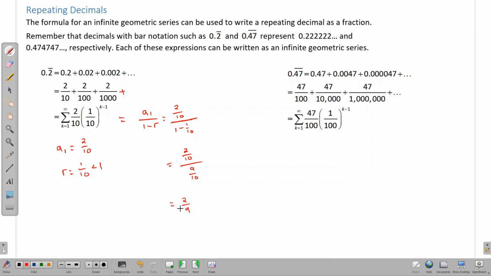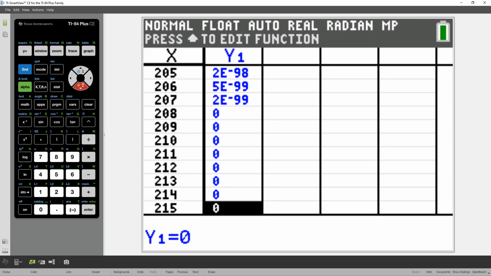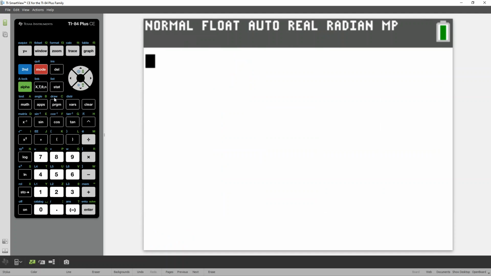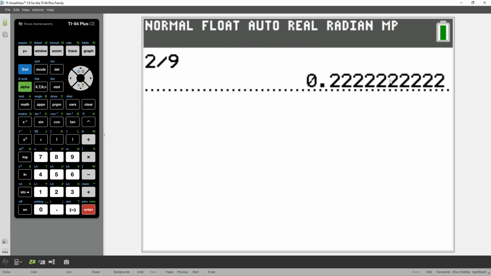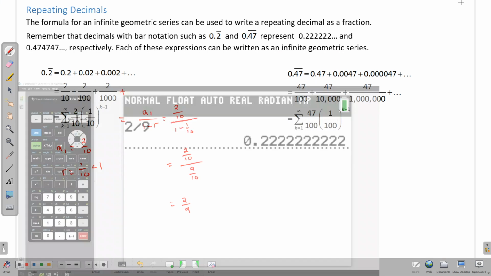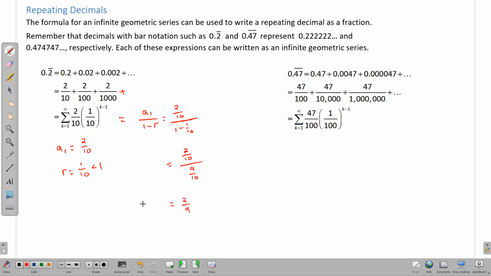And so you can test this. Take your calculator and try 2 divided by 9, and you get 0.2 repeating. Okay, so that was pretty basic, and you may have already known that. You may have already known that trick of 0.2 repeating being 2 over 9.